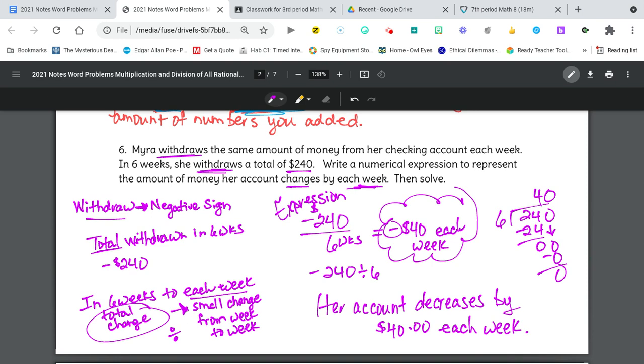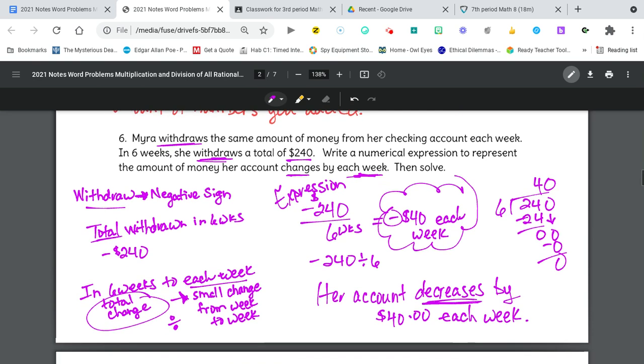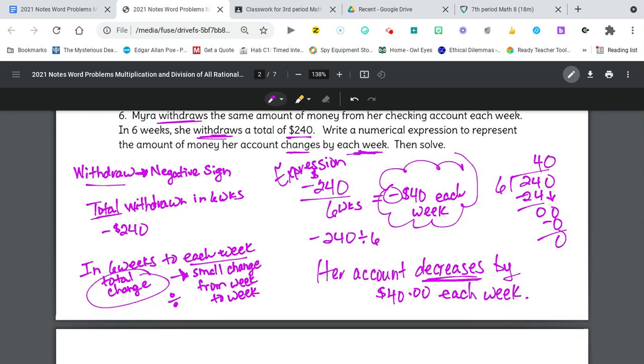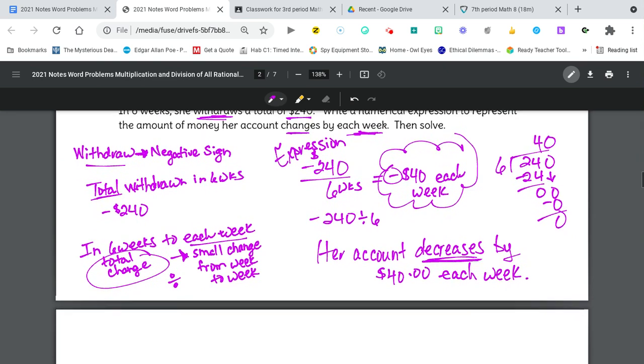You wouldn't say her account decreases by negative $40 because the word decrease indicates that it goes down. You only use negative or use a sign if that word is missing. For instance, I only use negative on the 40 if I don't use the word decrease, but I don't use both at the same time. Okay? I either use the sign or I either use the word to indicate it, but not both at the same time.